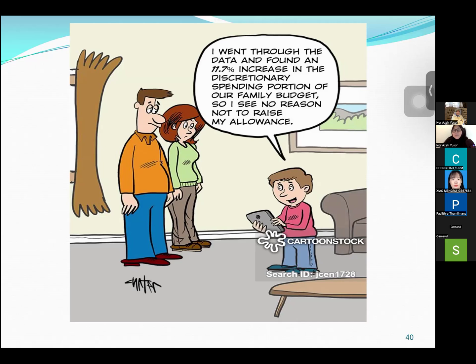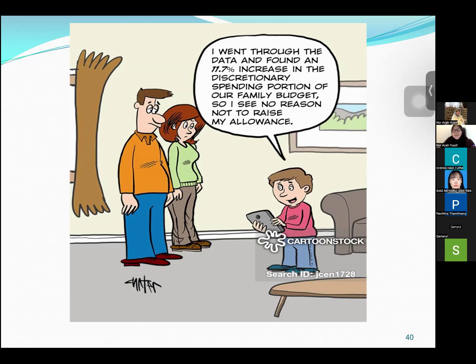So this is just a cartoon showing that the son went through the data and found an 11.7% increase in the discretionary spending portion. Means that he found out that probably his parents are spending more. So I see no reason not to raise my allowance. So he stressed his case, but based on evidence, evidence that his parents' spending has increased. So he probably insists on the raise of allowance.